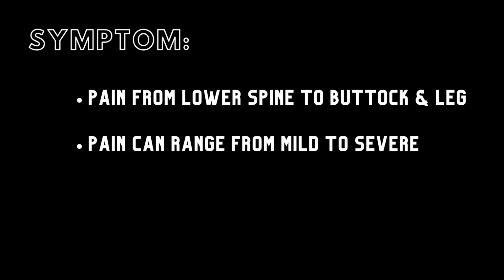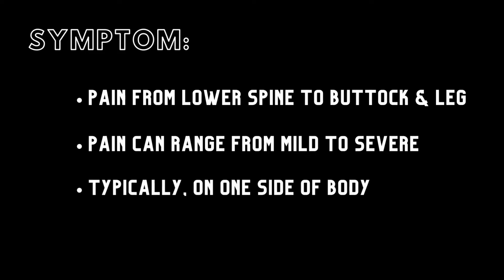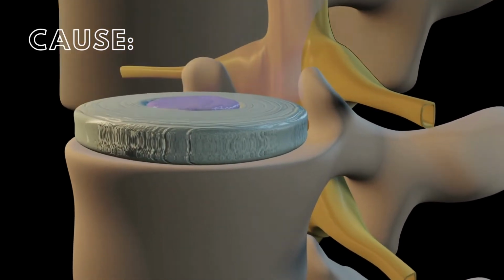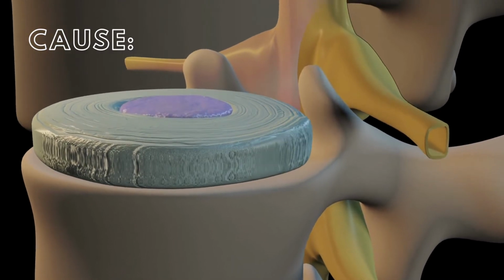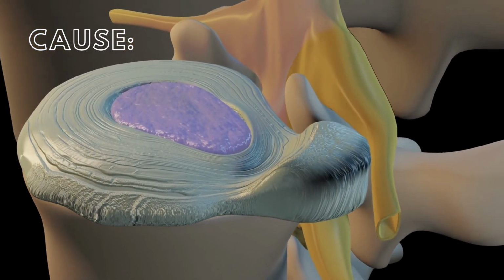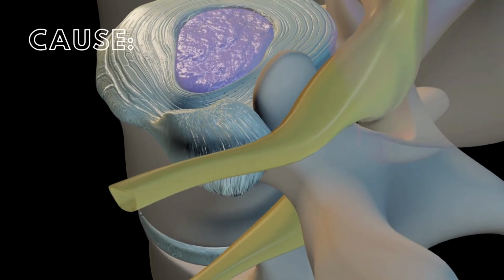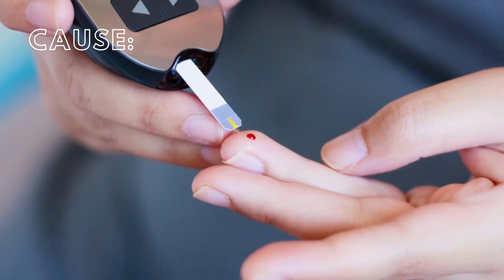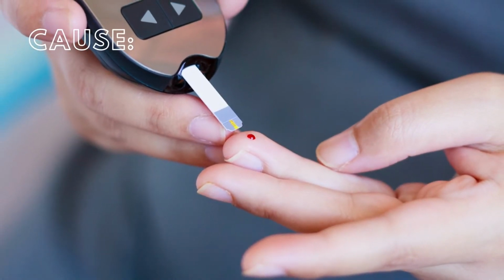The symptom associated with sciatica is pain radiating from the lower lumbar spine to one's buttocks and down the back of one's leg. This pain can range from a mild ache to a sharp pain, or be a burning sensation or excruciating pain, and is typically only experienced on one side of the body. The cause of sciatica is when the sciatic nerve becomes pinched. Usually this is because of a herniated disc or a bone spur on a vertebra. Uncommonly, the sciatic nerve is compressed by a tumor or damaged by a disease like diabetes.